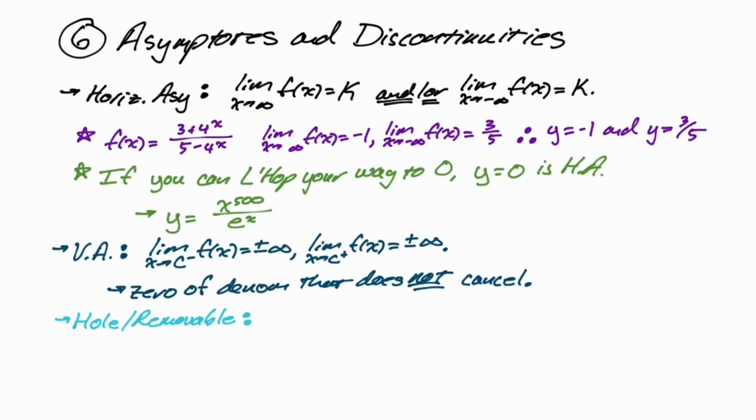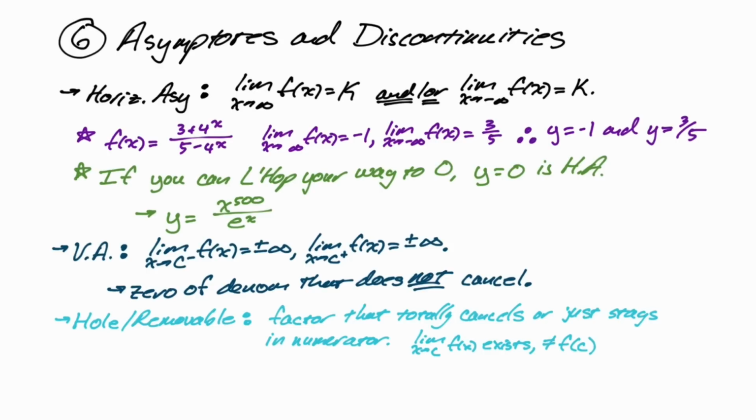So what you need to look for a hole or removable discontinuity is a factor that totally cancels, right? So if you have like x plus 2 over x plus 2, that cancels. There's a hole at -2. Or it stays in the numerator after you cancel. That's the weirder one, and I think generally speaking it doesn't come up on the exam, but I wanted you to be aware of it.